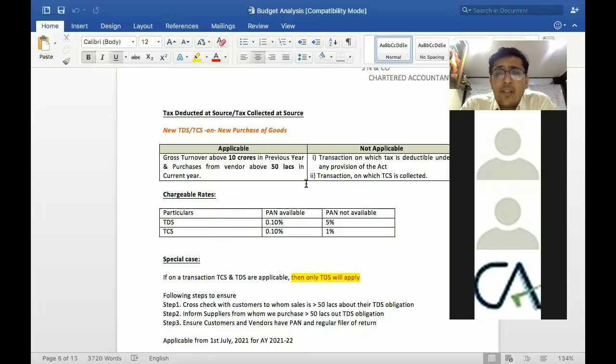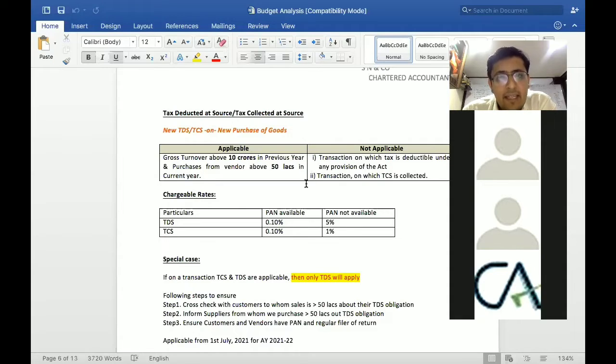Any company above 10 crores was supposed to collect TCS while making a sale. Now they have introduced that the obligation is passed on to the buyer. So if a buyer has a turnover above 10 crores, point number one. Point number two, if he is making a purchase above 50 lakh from the supplier, then he is under the obligation to deduct TDS.